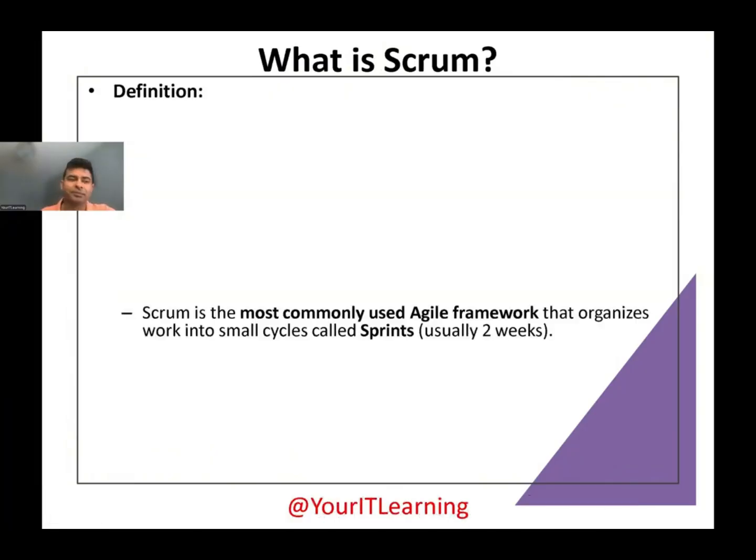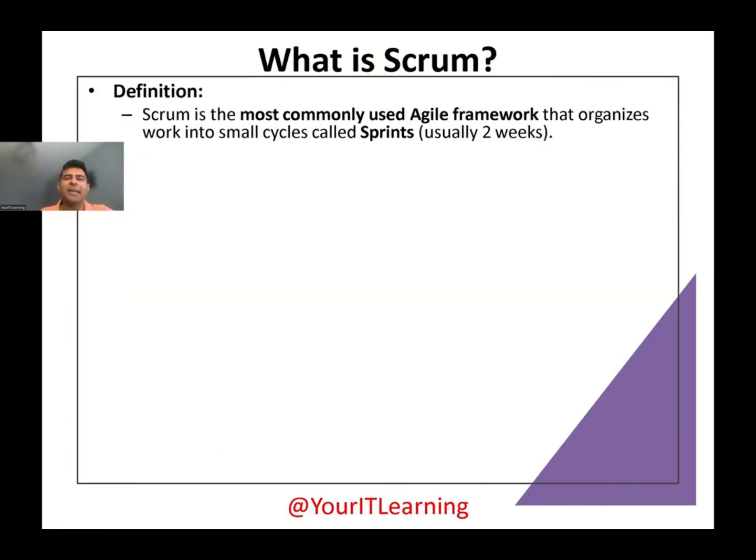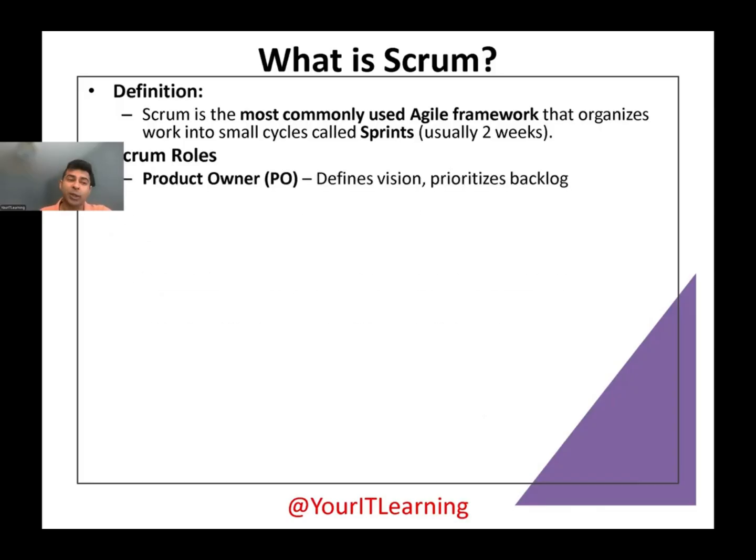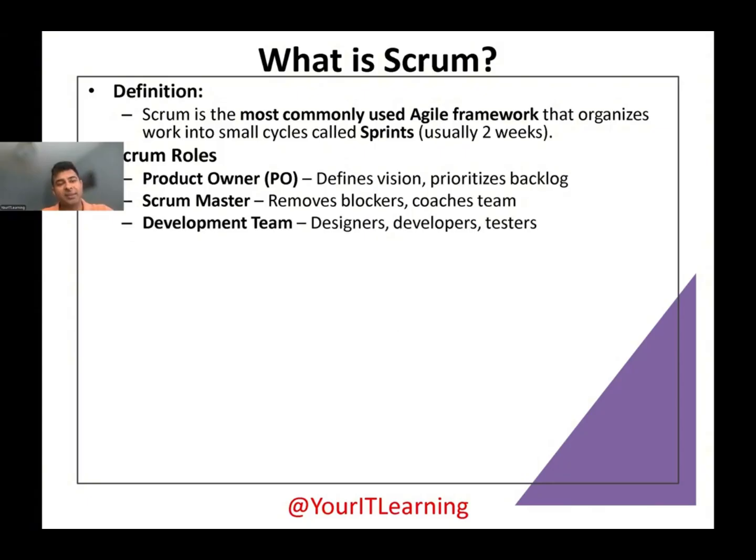What is Scrum? Scrum is the most commonly used agile framework that organizes work into small cycles called sprints, usually 2 weeks. What are the Scrum roles? Product owner: he defines the vision and prioritizes the backlog. Scrum Master: he removes blockers and coaches the team. The development team consists of designers, developers, and testers.